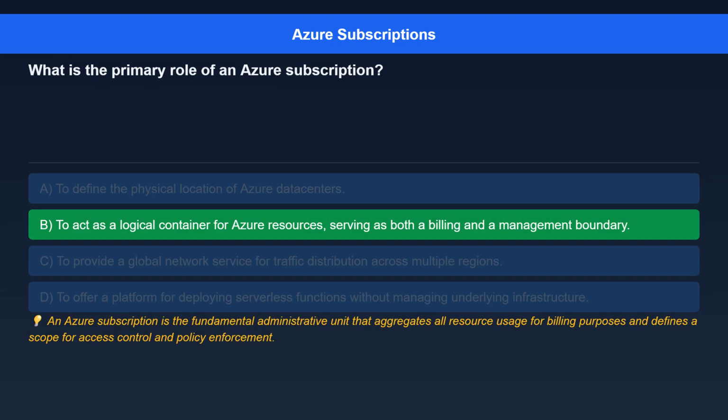The correct answer is to act as a logical container for Azure resources, serving as both a billing and a management boundary. Here's the explanation. An Azure subscription is the fundamental administrative unit that aggregates all resource usage for billing purposes and defines a scope for access control and policy enforcement.